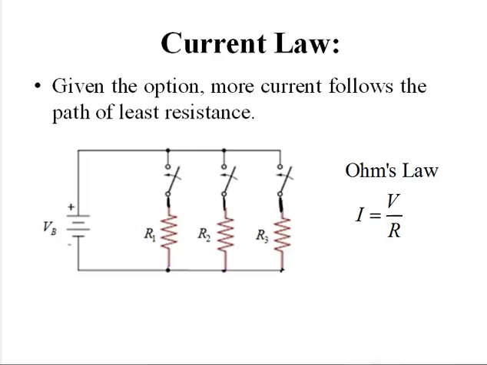So let's look at our current law. One of the current laws is that, given the option, more current is going to flow along the path of least resistance. So with Ohm's law in terms of I, I is equal to V over R: the smaller the resistance, the higher the current if there's the same voltage across it.